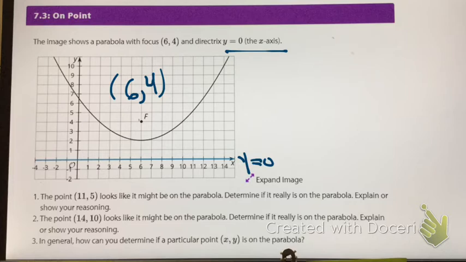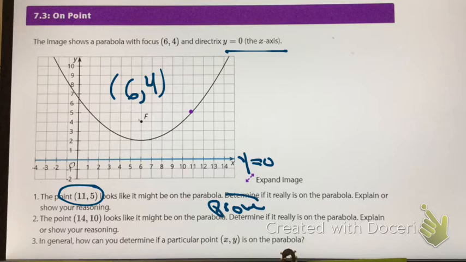So they say it looks like the point 11, 5 is on the parabola. Determine. Forget the word determine. Prove it. And to prove it, we prove that the distance from that point to the line and to the focus are equal. So let's focus here for a moment: 11, 1, 2, 3, 4, 5, is right there.